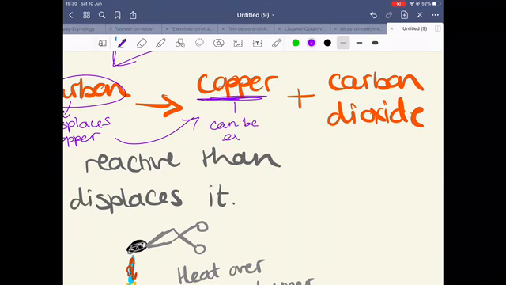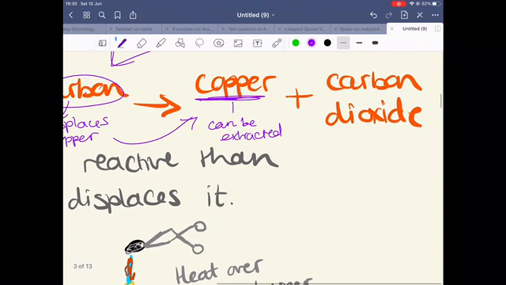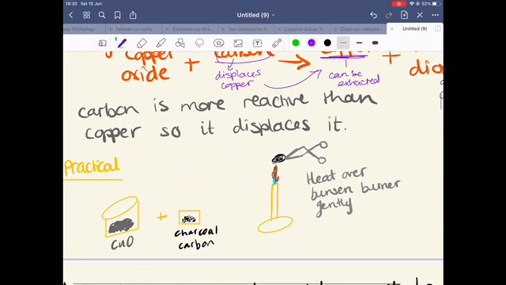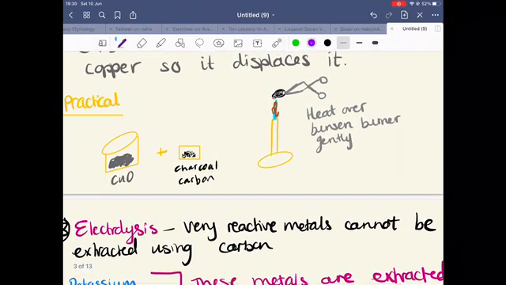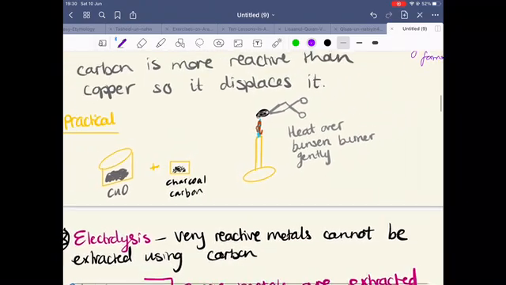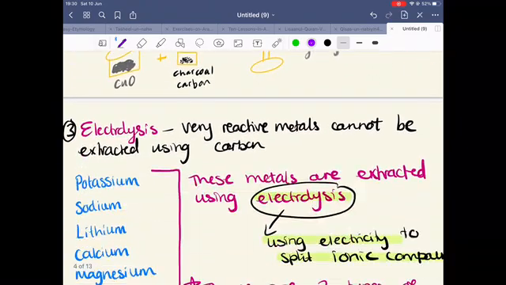And this is displacement and also reduction. Reduction because we've removed oxygen from the copper. So reduction has two meanings. One is removing oxygen and the other is gaining electrons. And this is how we did it in class. It's a very bad drawing, but this is how we did it in class.